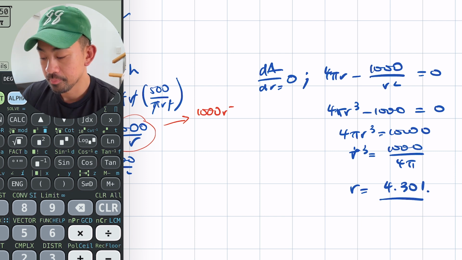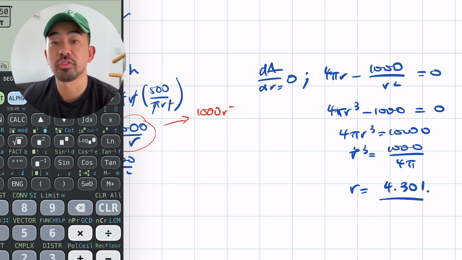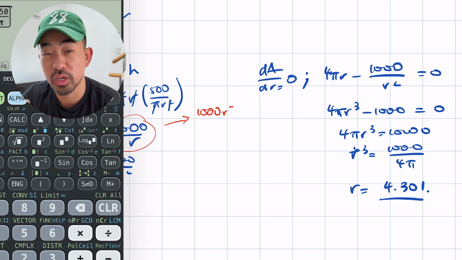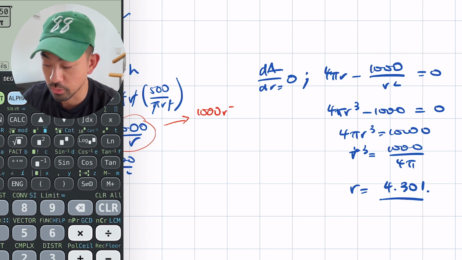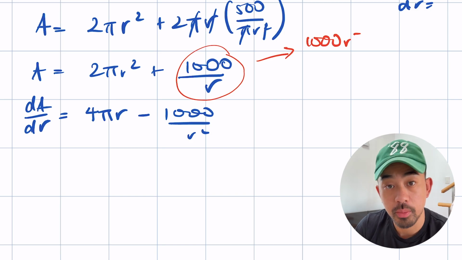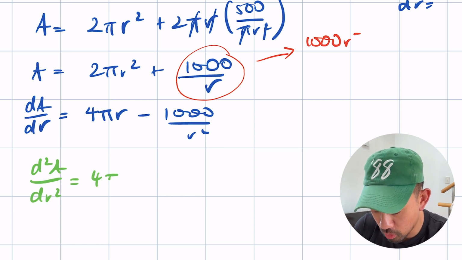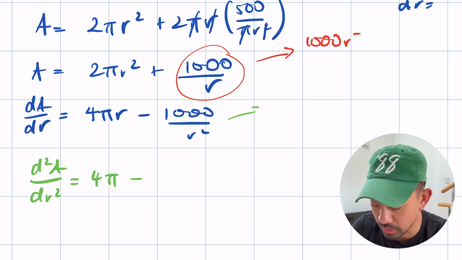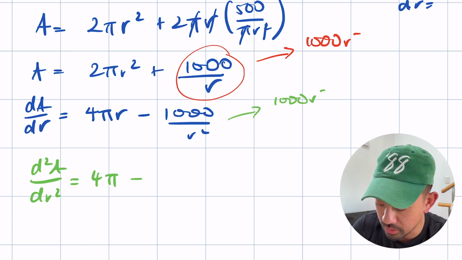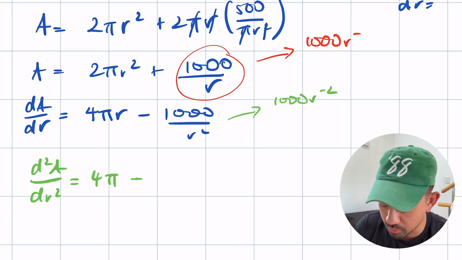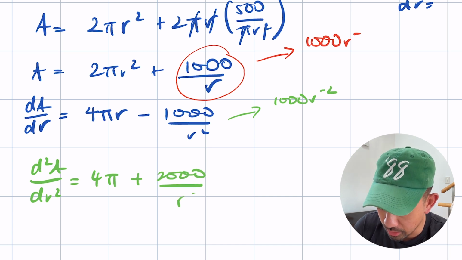Now, that's your radius, but you have to show that it's a minimum. So how do you do that? You actually have to differentiate twice to make sure this value is going to give you a minimum. So coming back over here for a second, if we differentiate twice, d squared A over dr squared, with respect to r, is going to be 4 pi minus, now once again, this is going to be 1,000 r to the negative 2, so differentiating, that's going to make this a plus. 1,000 times 2 is 2,000 over r squared.